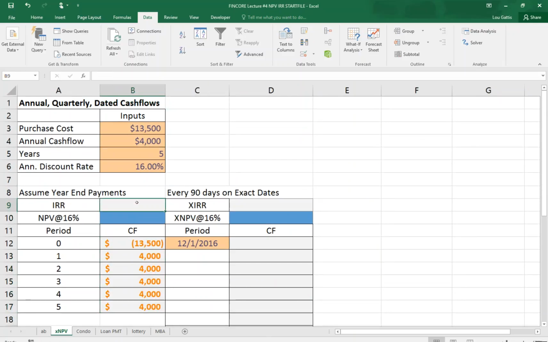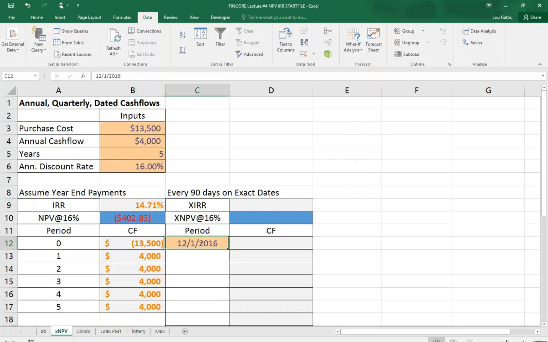And then if we calculated the IRR of the investment, I'd get 14.71%. And if I calculate the NPV, equals NPV, I'll assume a discount rate of 16%, comma, and I'll put in my cash flows from period 1 to 5, close that off, and then add the initial cash flow with time period 0. I get an NPV of negative 402.